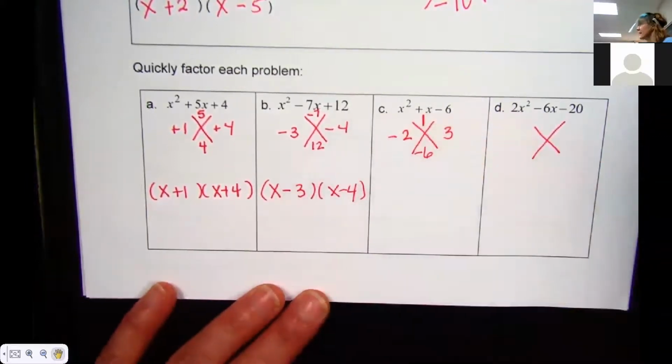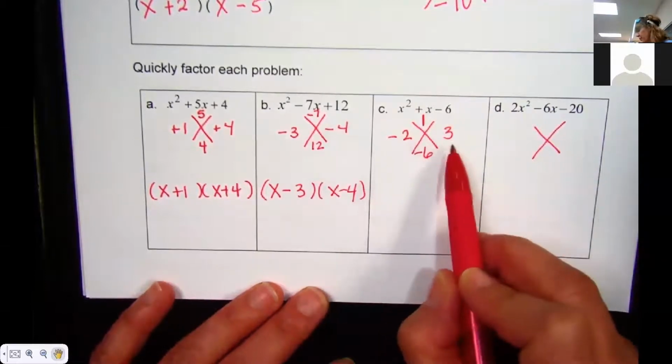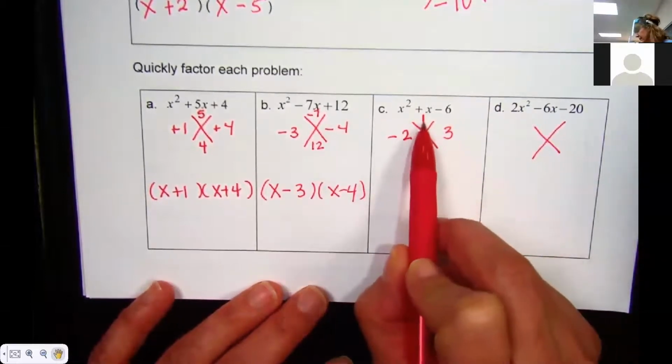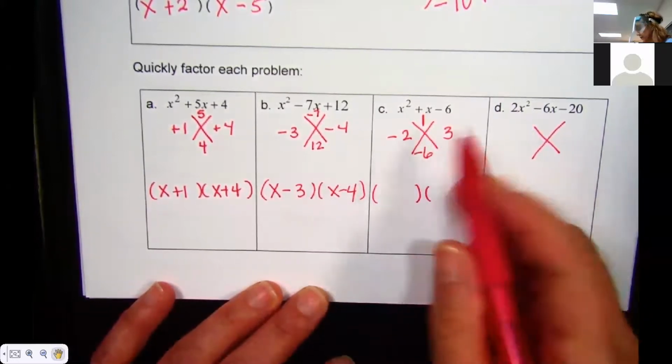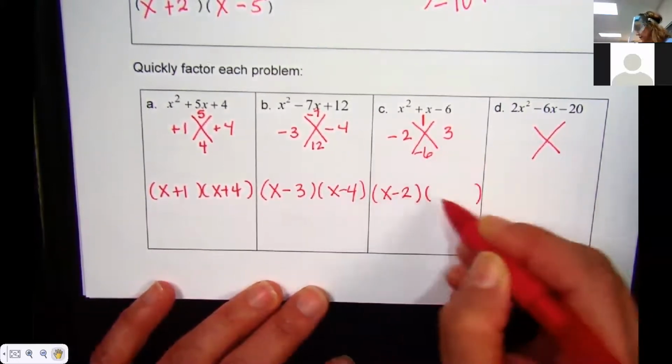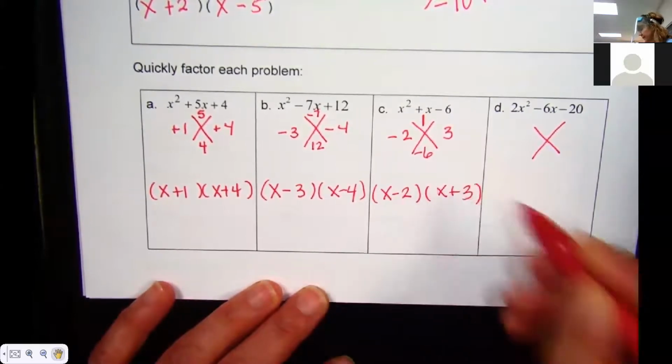Yes, the 2 is going to end up being negative. A -2 combined with a 3 positive leaves a single positive number. So that's what's getting dropped into our parentheses. x minus 2, x plus 3.